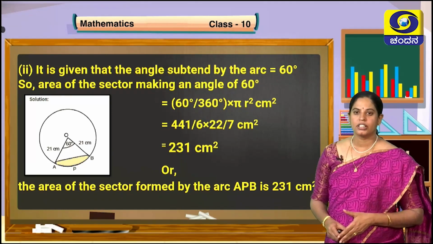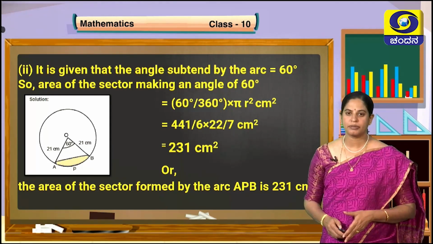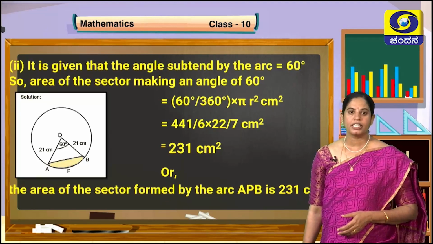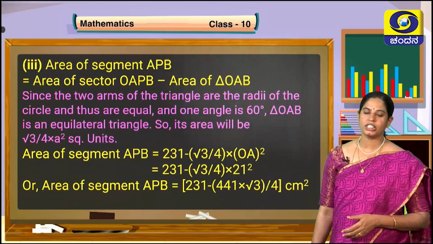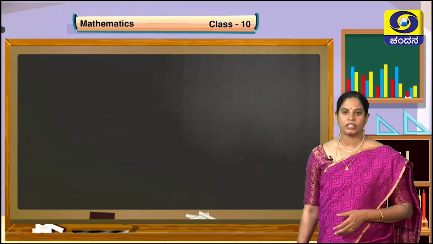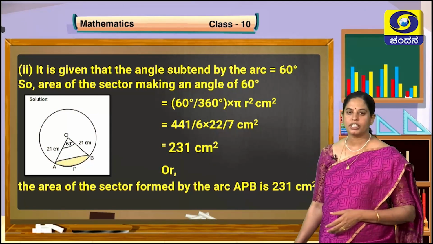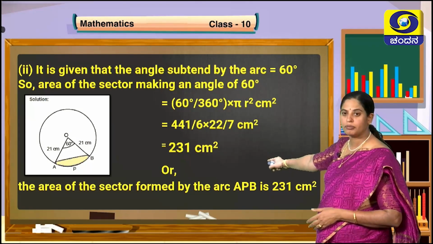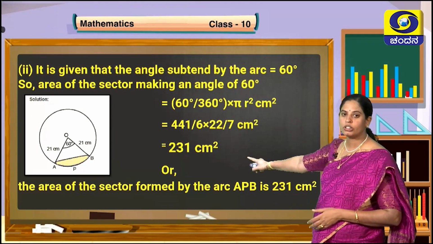I think you are clear with the steps, children. Okay. Next, the third part of the same question is how to find the area of the segment. I will go back to the figure. Observe, area of the segment means that is APB, the yellow shaded region.